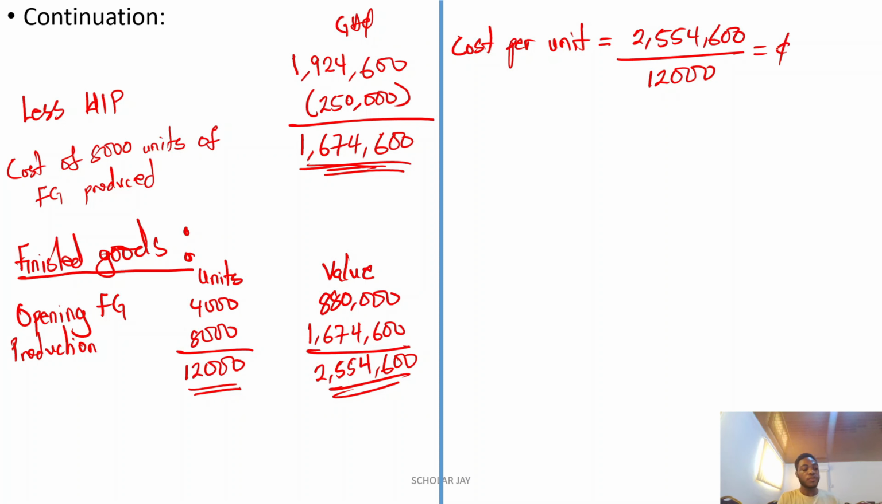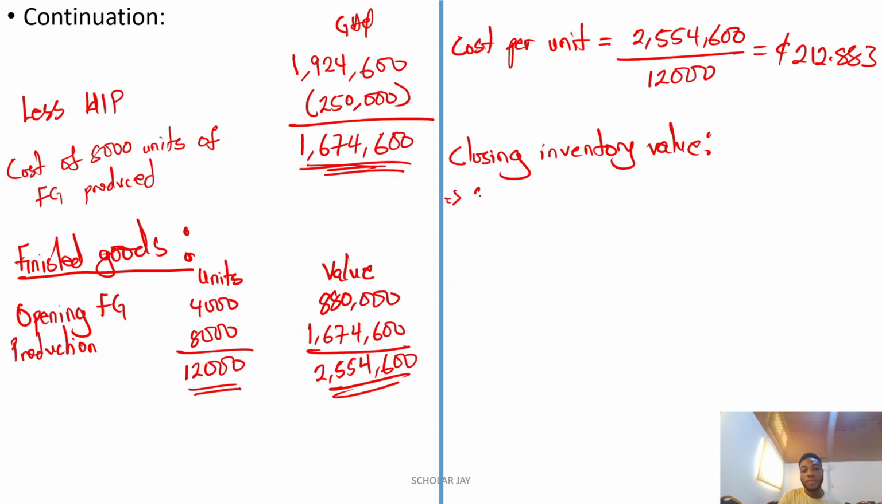So what do we get? So 2,554,600 divided by 12,000. So we are having 212.883. So now if you want the closing inventory value, it means that it's going to be the 5,000 units times what? The 212.883. So what do we get?